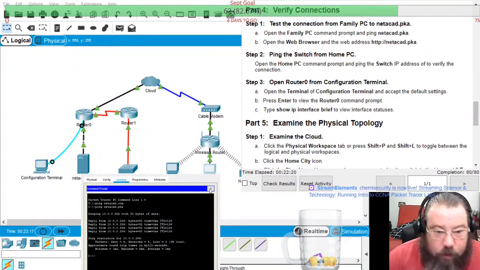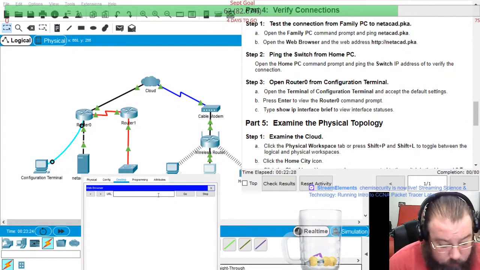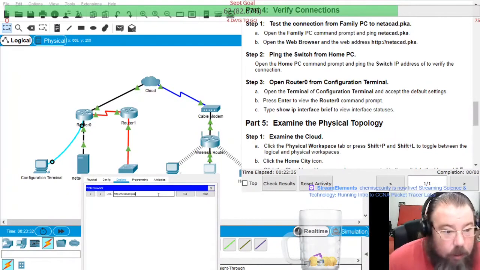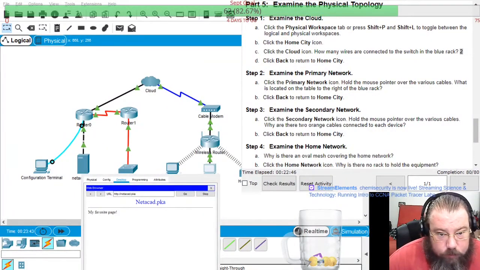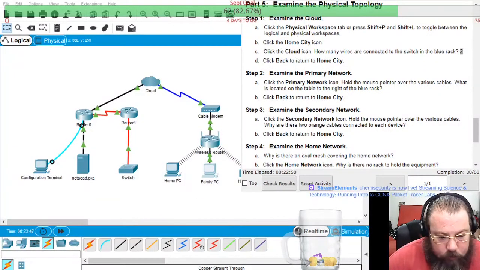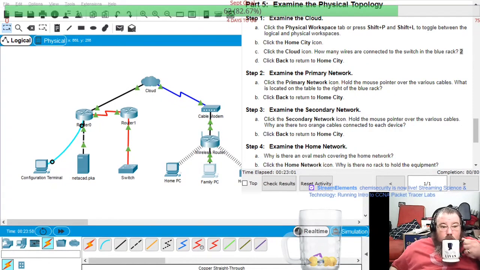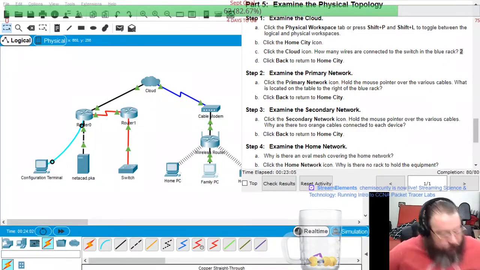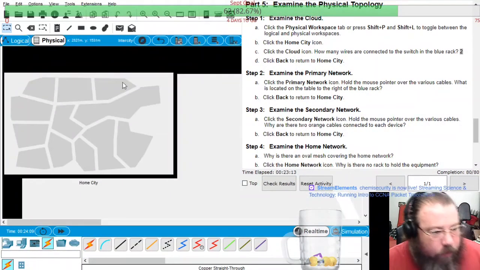So that's ping confirmation. And then go to the website. Of course, that's what it says. And so, as far as examining the physical network, switch to physical view.